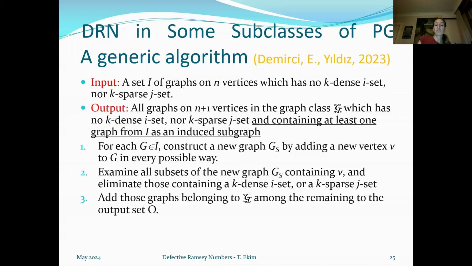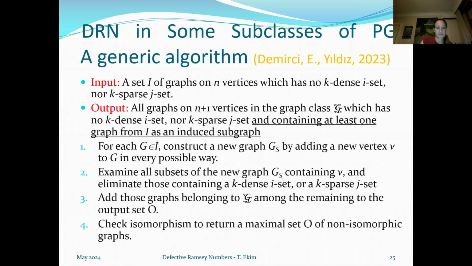So add those graphs belonging to the graph class among the remaining ones to the output set. So this is another requirement. We want only graphs in the desired graph class. And at the very end, check isomorphism to return a maximal set of non-isomorphic graphs. We don't want to return the same graph over and over.